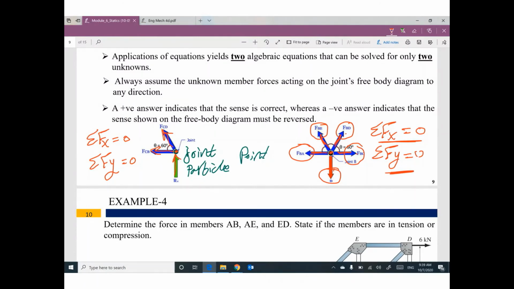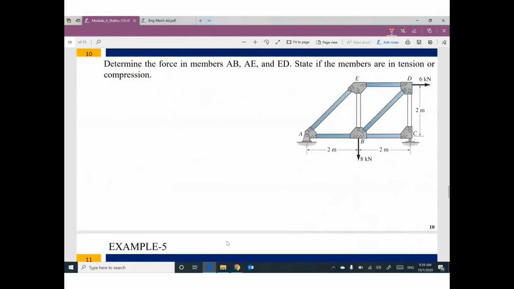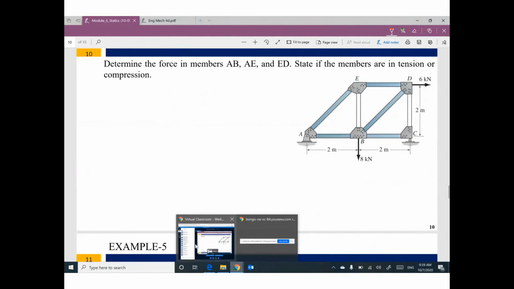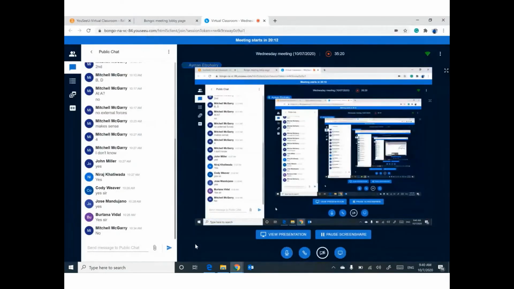Let's try this example. But before trying this example, does anybody have any questions so far? Do you have any questions so far?